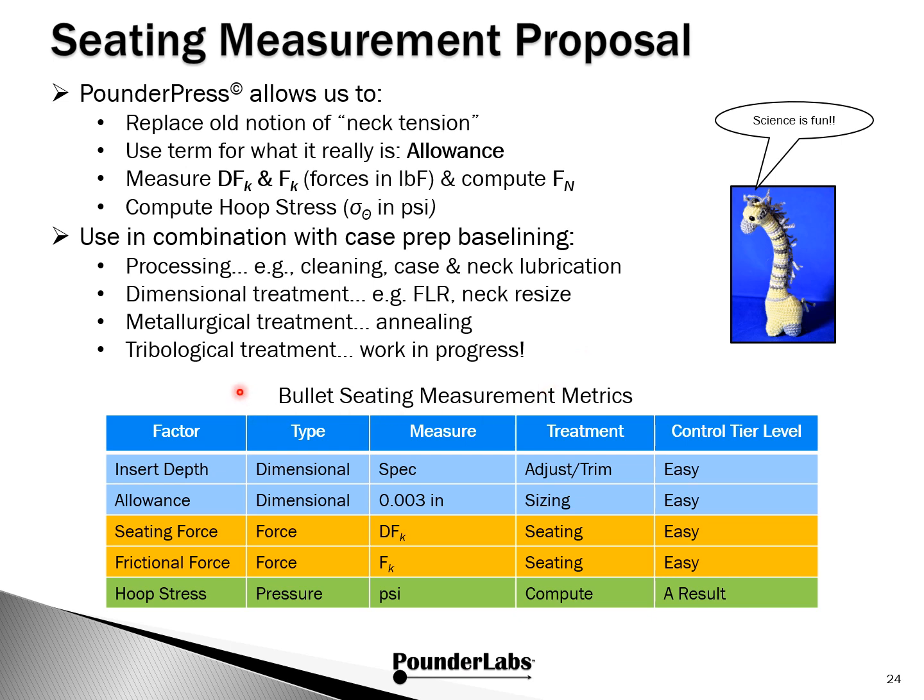So if we were to summarize what these measurement metrics are, let's take a look. Insert depth, dimensional, that's a spec. We can easily adjust seating depth and trim the brass. That's easy to do. The allowance, that's going to be easy to do. That's done with sizing. We do that all the time. Seating force, the drift force kinetic, done with seating, that's easy. Frictional force, we can easily get that as well. That's done in the seating step. And then hoop stress, which is a pressure, PSI is the measure, we can compute that, and that gives us a result that we can measure and control.